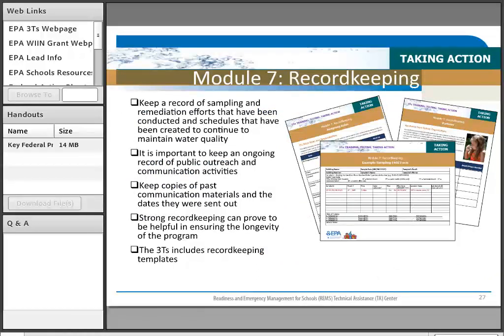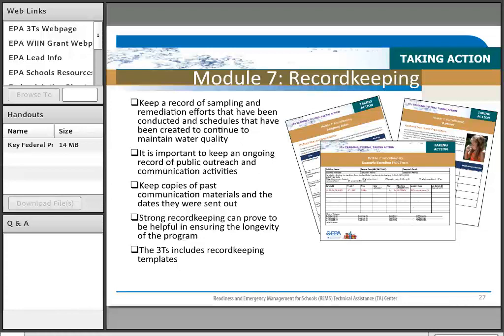Okay, so last but definitely not least is record keeping. Module 7 is record keeping, and it has a bunch of templates for you to use to help you keep records in regards to the samples that have been collected and results, who's on your team, the roles that may have been played, who your partners are, contact information. And this section can be super important in making your program sustainable.